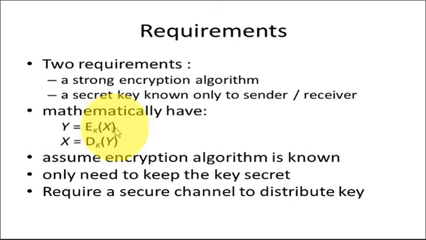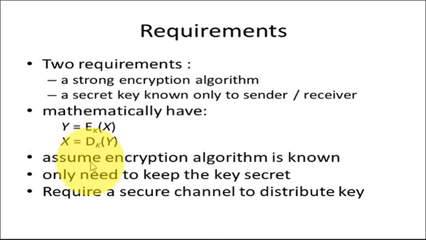On the sender side, X is the plain text, which is encrypted using the encryption algorithm with the secret key. We get the ciphertext Y. This Y will be transmitted through the transmission medium. On the receiver side, the receiver will receive Y only. Then he decrypts Y using the same encryption algorithm in reverse order and the same key K. After decrypting, we get X, the plain text which was sent by the sender.